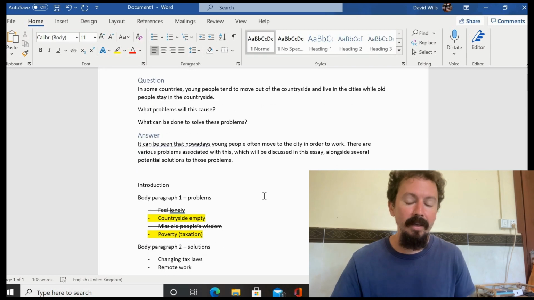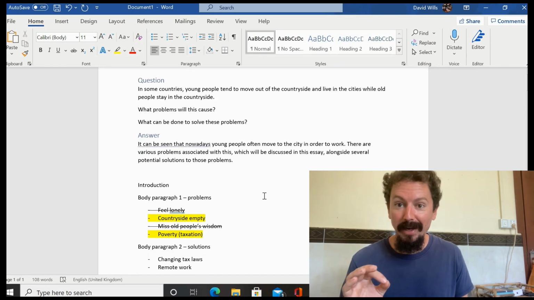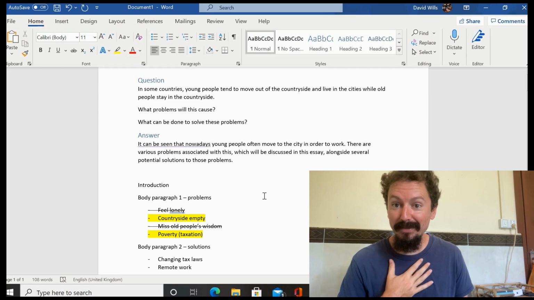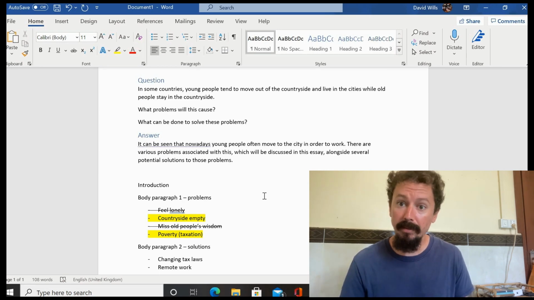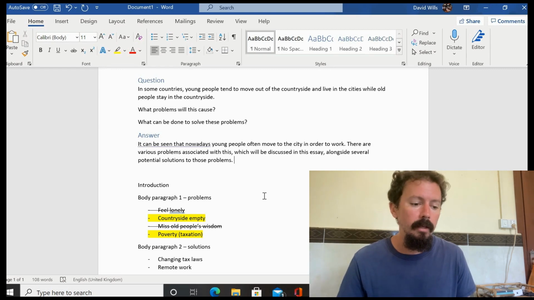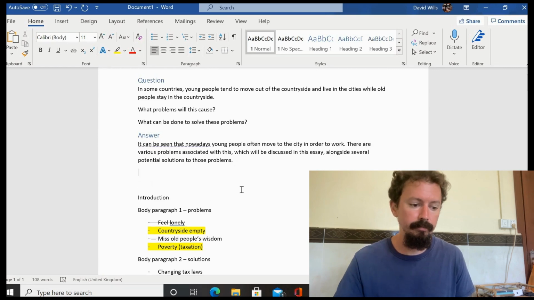associated with this. It is important to check your essay for mistakes. Even a native speaker, professional writer like me, I make so many mistakes when I'm typing. I have to go back and read again to check them. There are various problems associated with this, which will be discussed in this essay, alongside several potential solutions to these problems. So this is pretty straightforward. It tells the reader what to expect. Now let's start paragraph 2.